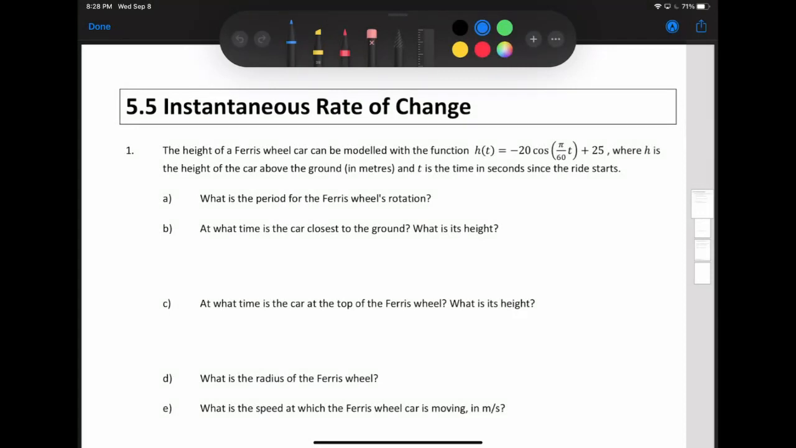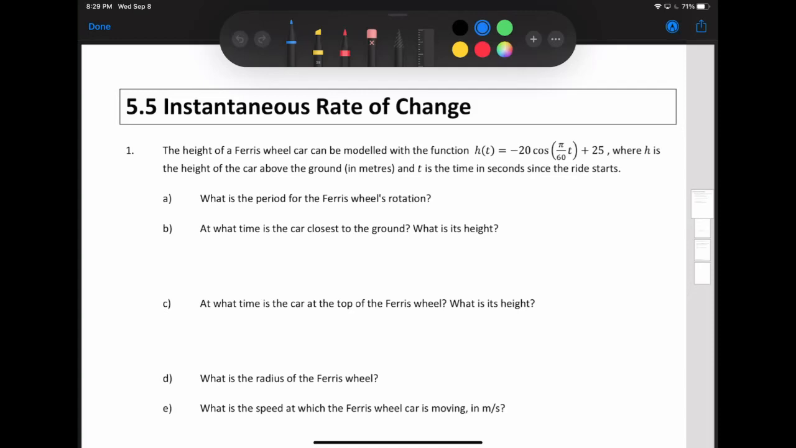Ferris wheels are, of course, popular things to cover when you're doing trigonometry, because as they turn, the height of anything on the Ferris wheel basically just goes up and down in a repeating pattern, which is sinusoidal. In this particular question, the height of a Ferris wheel car can be modeled by the function h(t) = -20 cos(pi/60 t) + 25, where h is the height of the car above the ground in meters and t is the time in seconds since the ride starts.